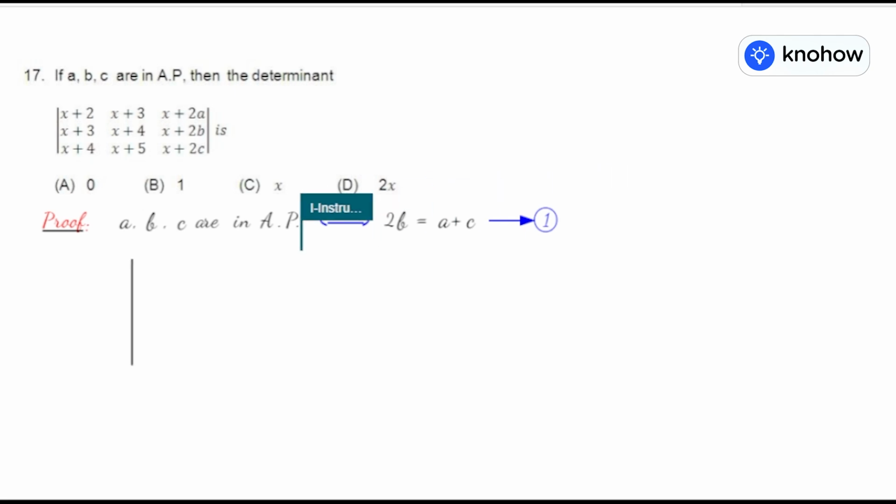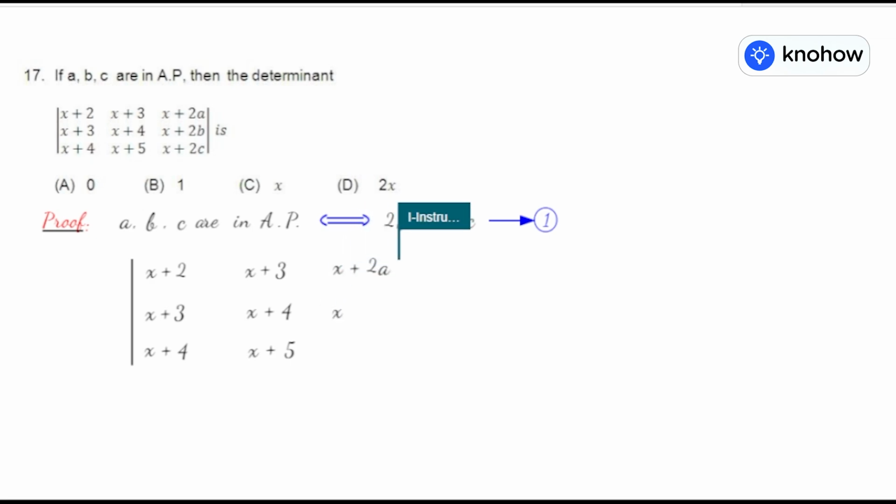What is the given determinant? It is x plus 2, the elements of the first column, x plus 3, x plus 4, that is the second column, or x plus 3, x plus 4, x plus 5. In that of the third column are x plus 2a, x plus 2b, x plus 2c.